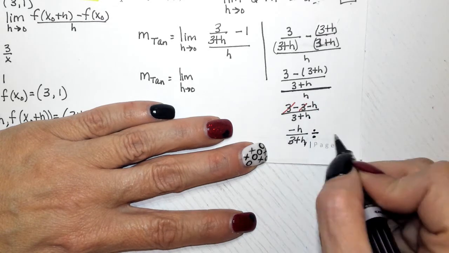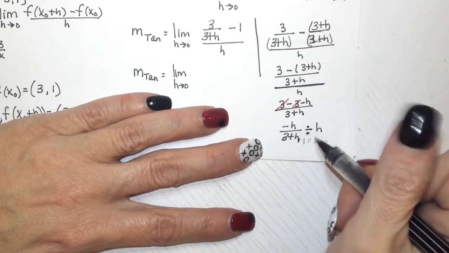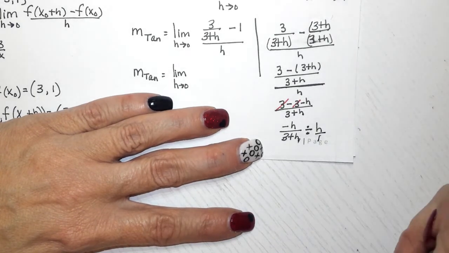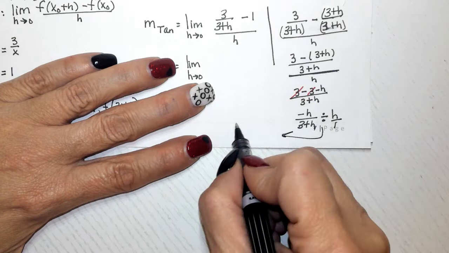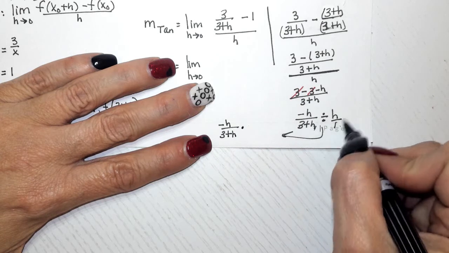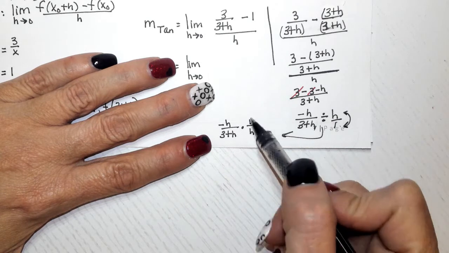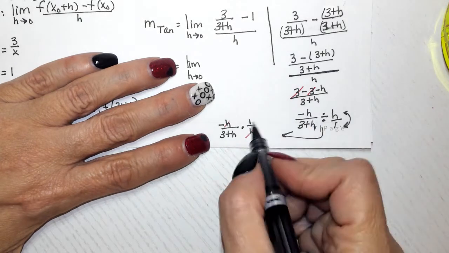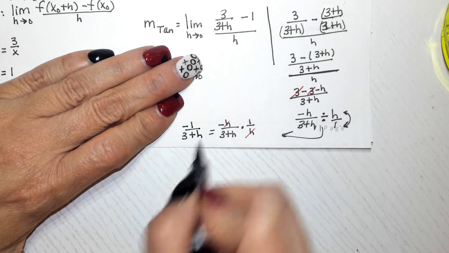So here's what I'm going to do. I'm going to say divided by h, because I'm getting tired of writing that. Now, if you remember your rules, when you divide by h, it's like h over 1. Remember, you flip it and multiply. I'm running out of room, but in essence, I would say negative h over 3 plus h times, and I'm going to flip this and say 1 over h. Well, the h's are going to cancel out, and I end up with negative 1 over 3 plus h.